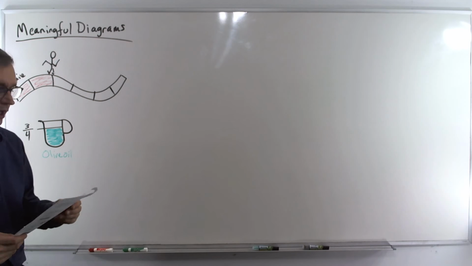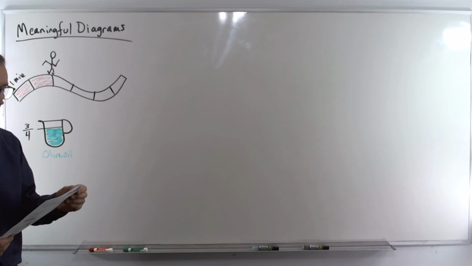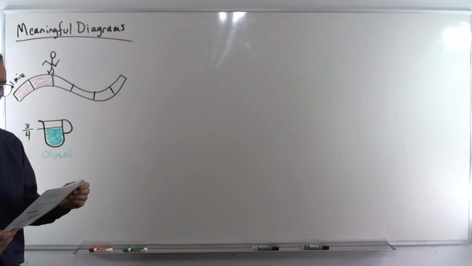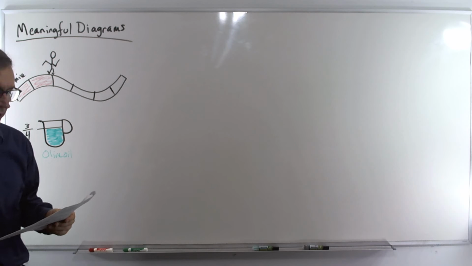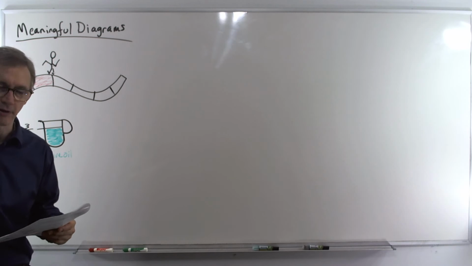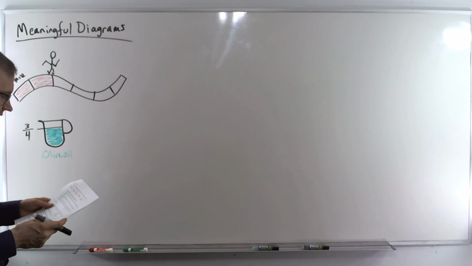Your turn, number 3: draw a diagram representing that 2 cars out of a total of 5 were involved in auto accidents. Think about how you could create a meaningful diagram in that situation.